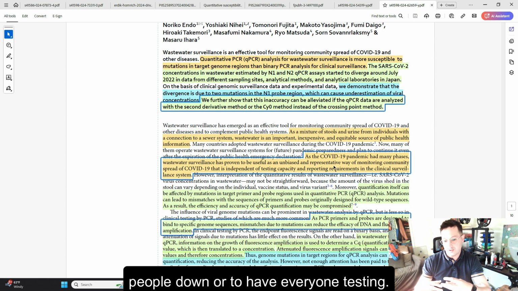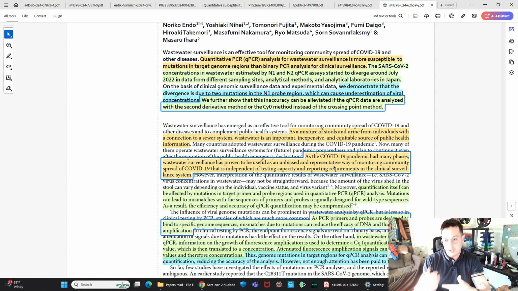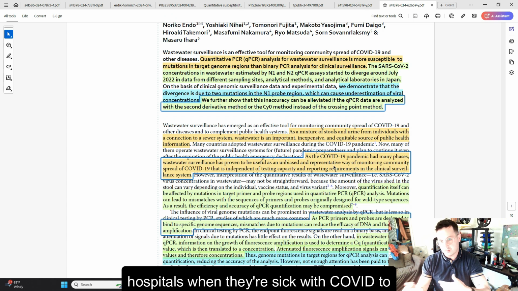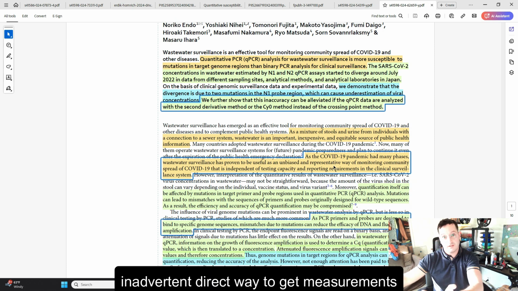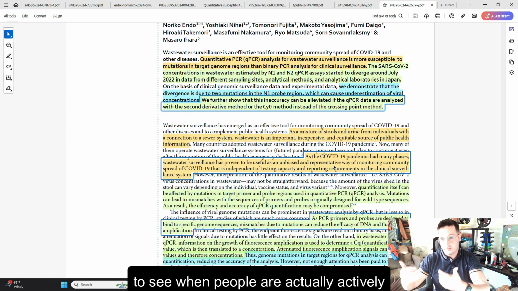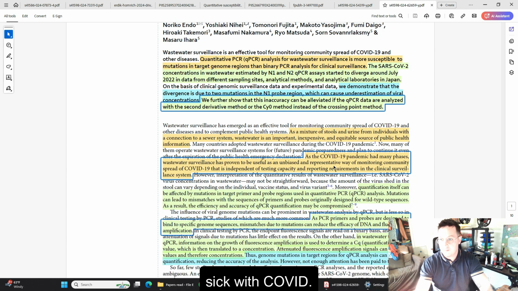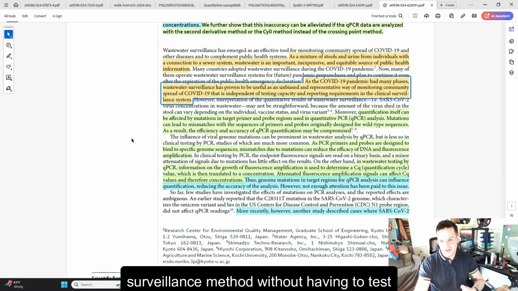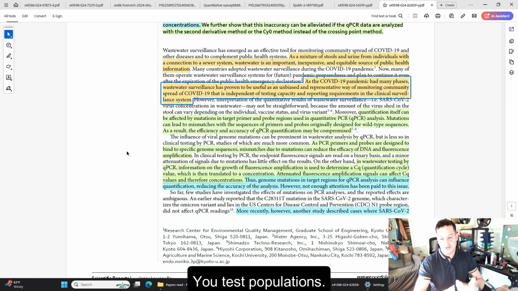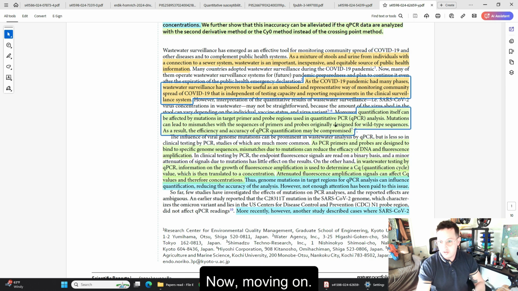or to have everyone testing and refusing tests or not going to the hospitals when they're sick with COVID to get tested. So it's like this inadvertent direct way to get measurements to see when people are actively sick with COVID. So in short, it acts as a good community surveillance method without having to test individuals. You test populations. Now, moving on.